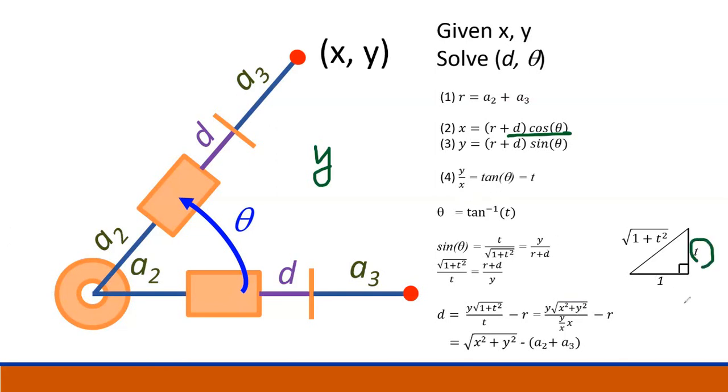Y over X is T. So by doing that, you have a T, you have Y over R plus D. You should be able to calculate the theta using the tangent table. And then after you solve for the theta, you can also solve for the D. Any questions so far? This is based on a rotation result, and then use trigonometry to solve for the variables.